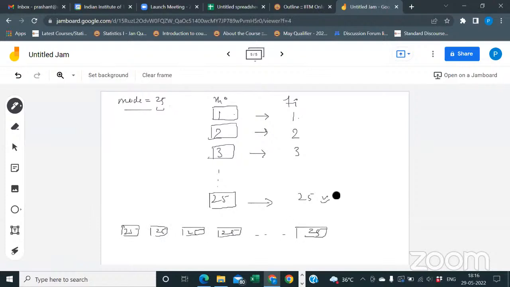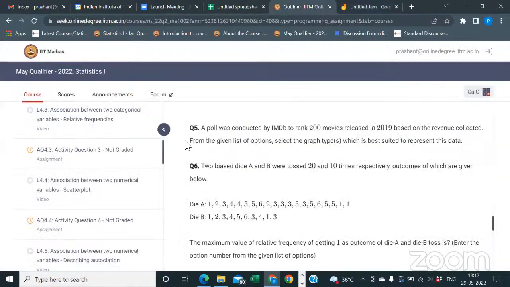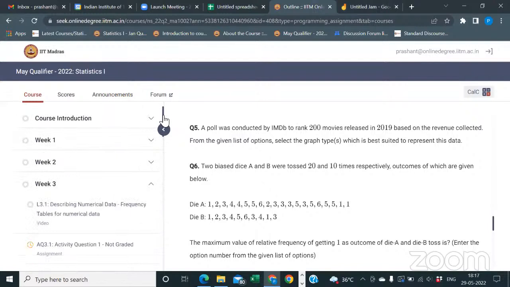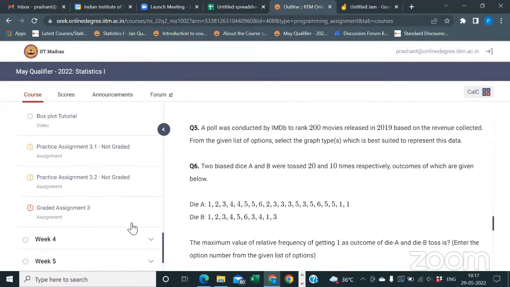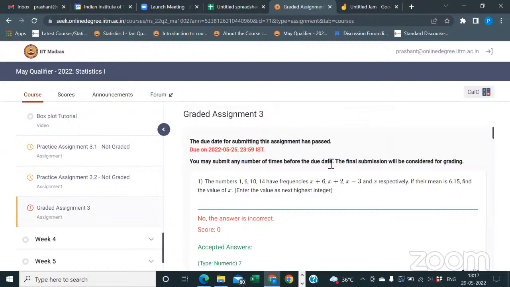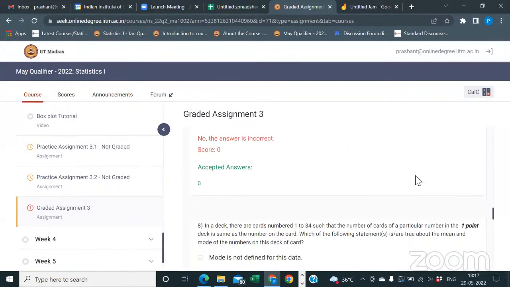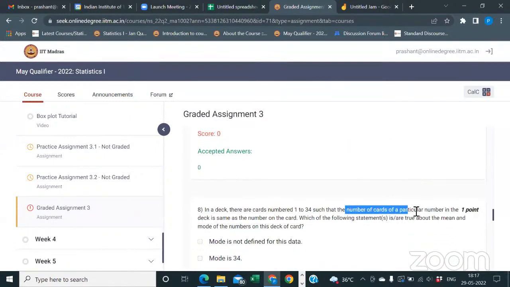So which one is more? This one? Yes, sir. So mode will be 25. Okay, sir, I thought only one card, maximum 4 cards could be there. No. Actually, in the question, I have remembered. Sir, I thought it is an actual pack of cards, so there can be only 4 cards of one type. No, that was the trick actually. The number of cards of a particular number in the deck is the same as the number on the cards.